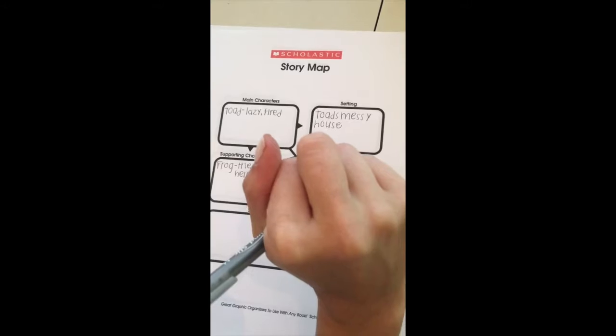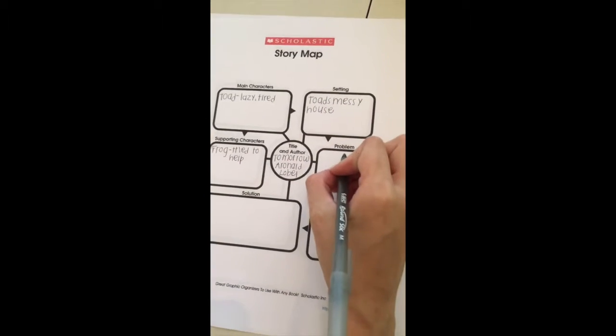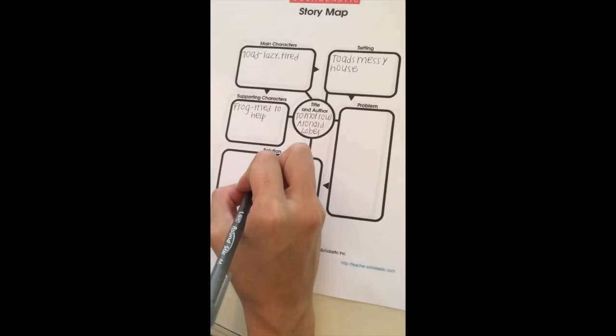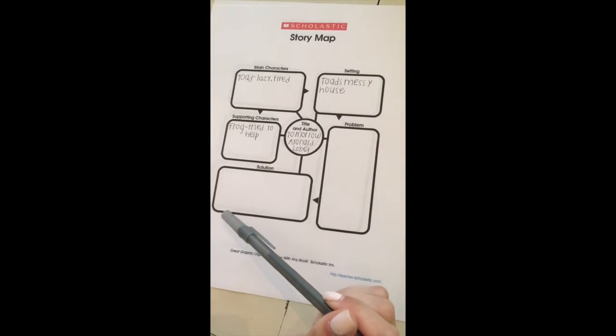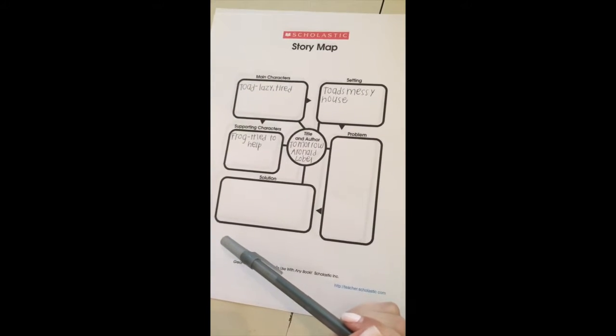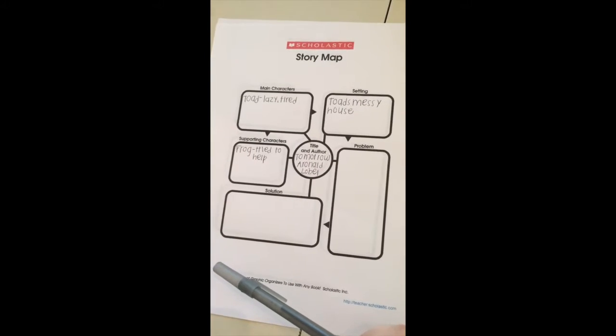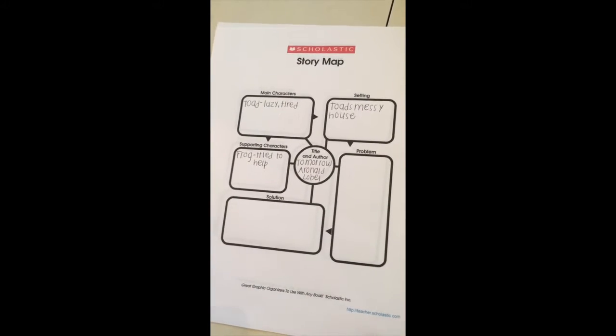Next, I'm going to go down to the problem and solution. I filled out the settings box. Let's work out as a class how to fill out the problem and solution. Can anyone think of what the problem was in this story? The problem was that Toad didn't want to clean his house because his house was super messy, but he also didn't want to wait till tomorrow because he wanted to sleep.